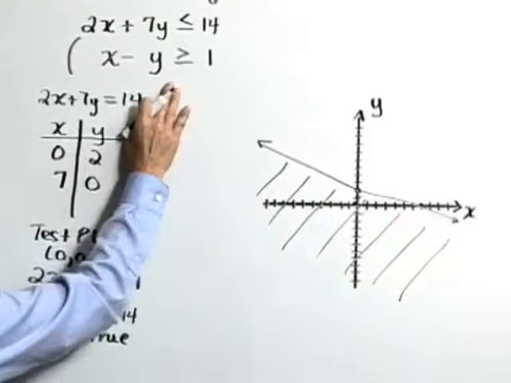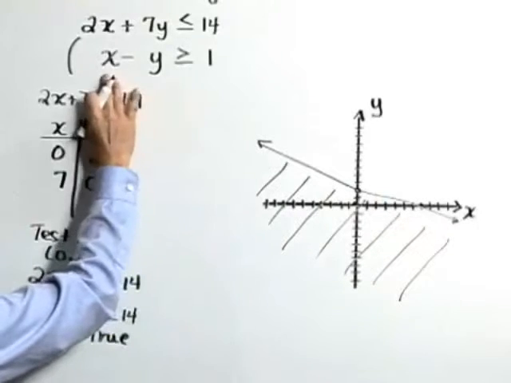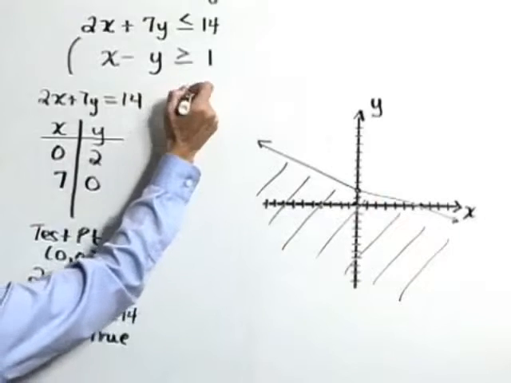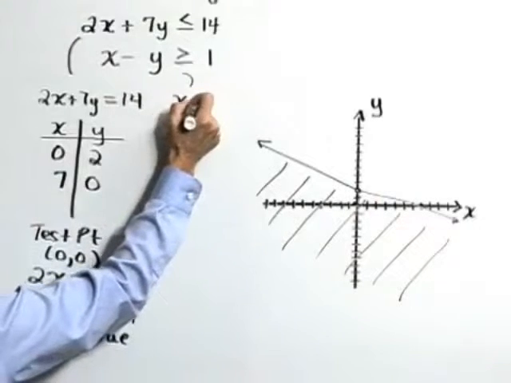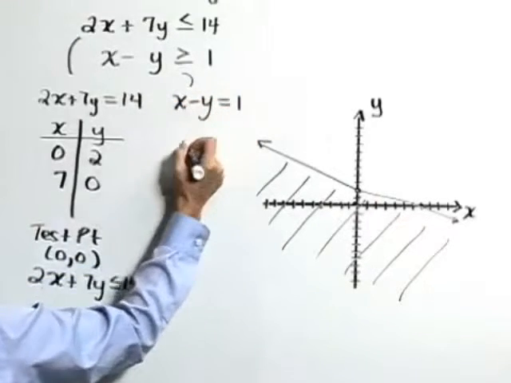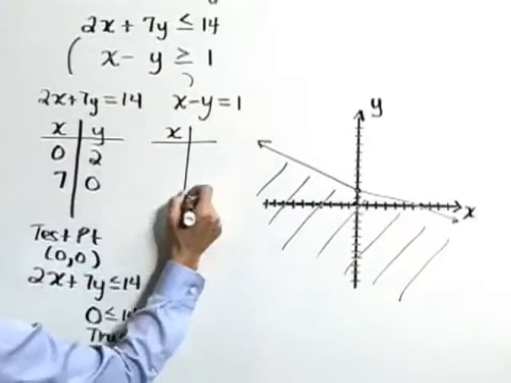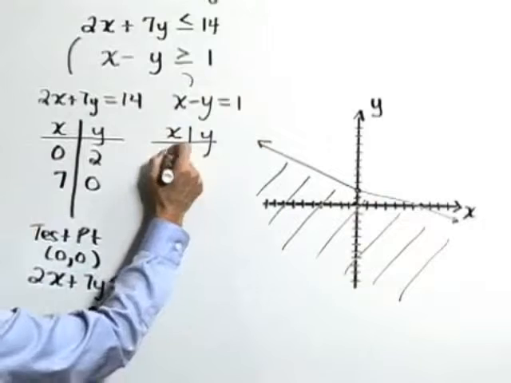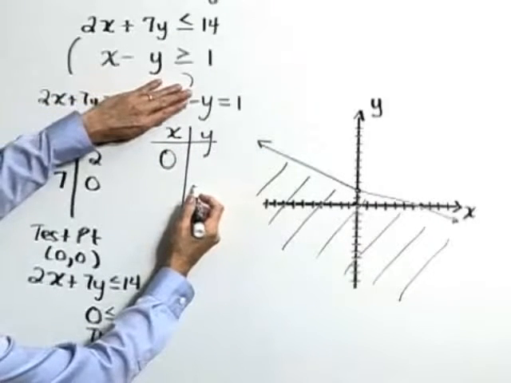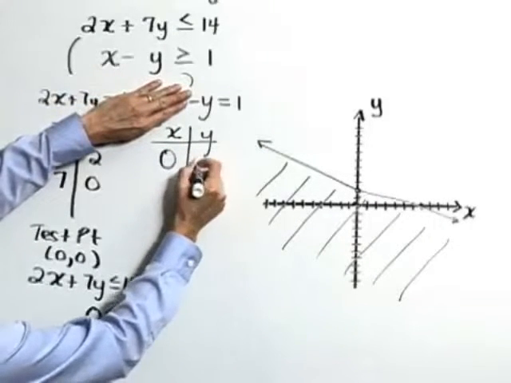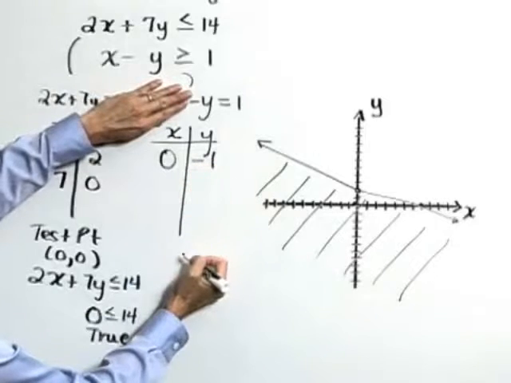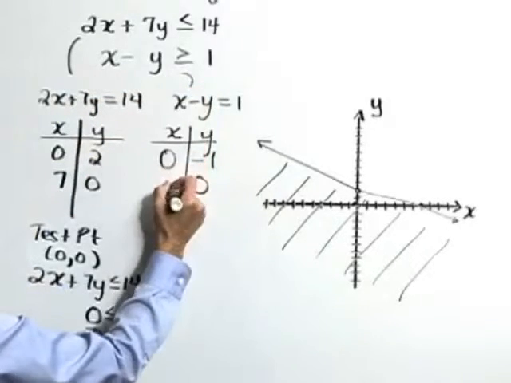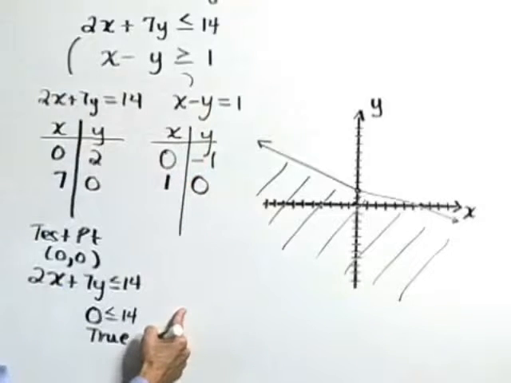Next, let's graph our second inequality, x minus y is greater than or equal to 1, and we'll graph its boundary line, x minus y is equal to 1, using a t-table as well and finding our intercepts. In this equation, if we let x equal 0, then negative y is 1, or y is equal to negative 1. If we let y equal 0, then x is equal to positive 1.